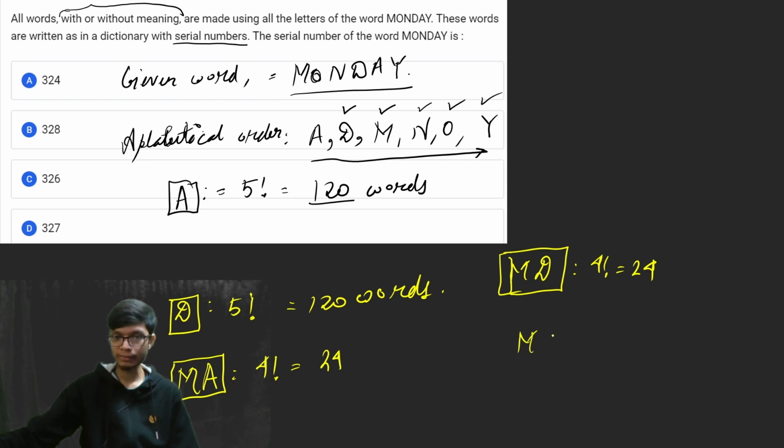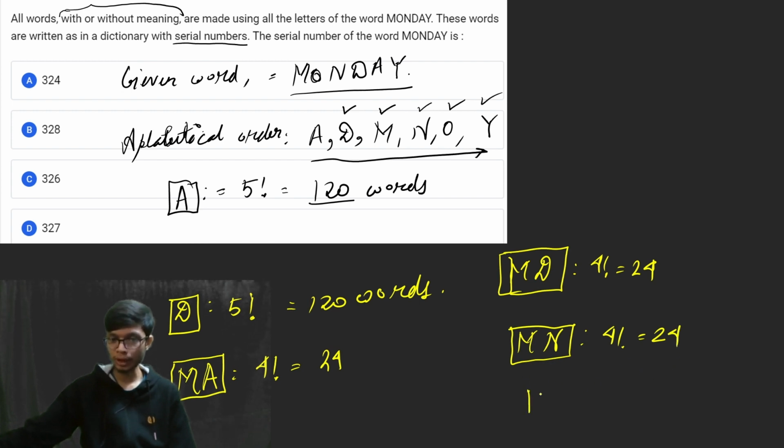Similarly, you have to look for the case when M has N after it, because we have to follow alphabetical order. If M is fixed, then you choose the next letter in alphabetical order, that is A, D, and then again we follow the same pattern. I hope you are understanding this particular way. So we look at M followed by N, and this will again have 4 factorial ways, and that is 24 words.